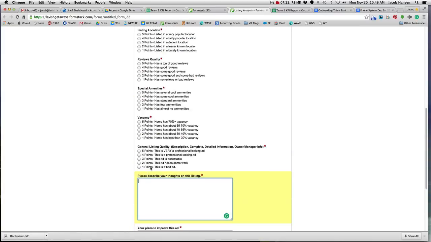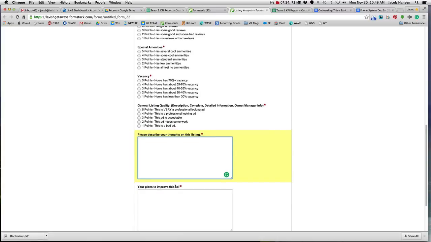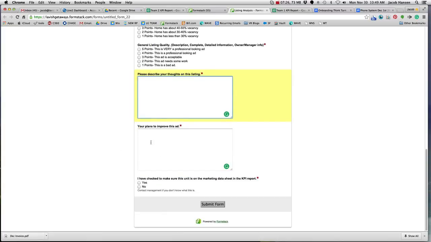You're analyzing the listing itself, and then you're putting in any of your thoughts about the listing and any ideas that you have on how we can improve that listing, or what you're going to do, not what someone else is going to do. You're in charge of getting this done. This is just your way of reporting what you're going to do to fix this listing, and that's it, and then you just submit it.